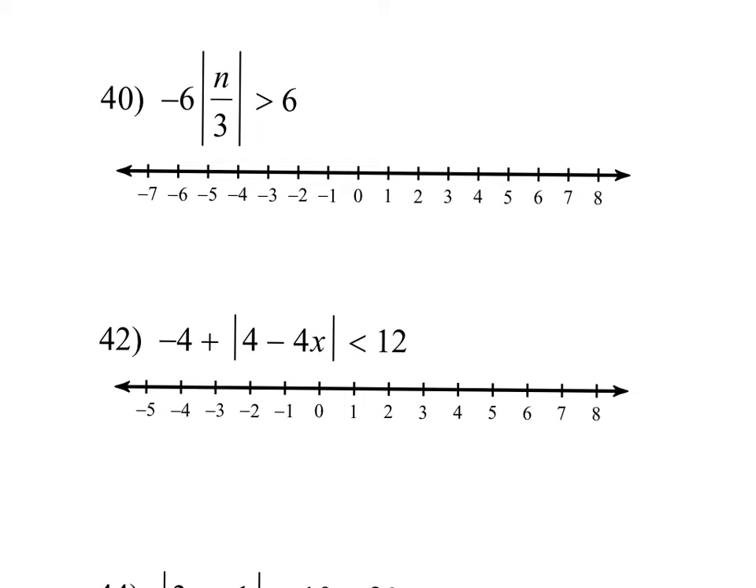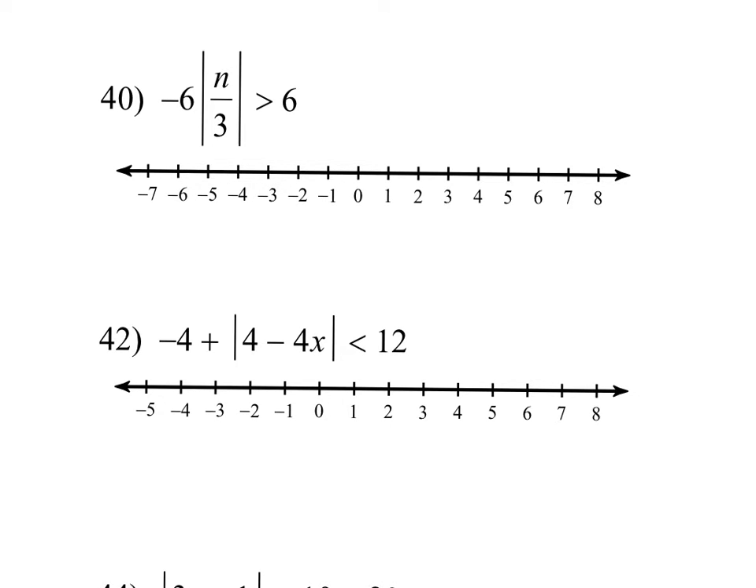The next one we're going to look at is number 40 here. And you notice we have -6 times the absolute value, and then inside those absolute value bars, we have n divided by 3, or n over 3, and then is greater than 6. We need to isolate the absolute value, okay? The absolute value of the n over 3.